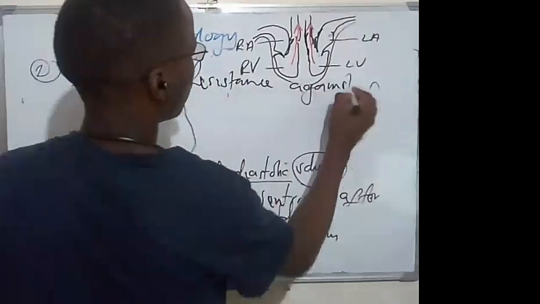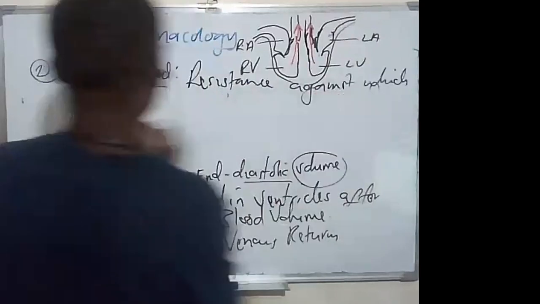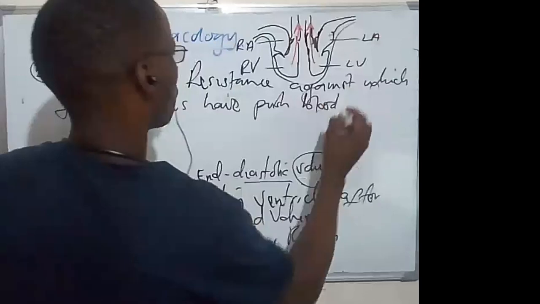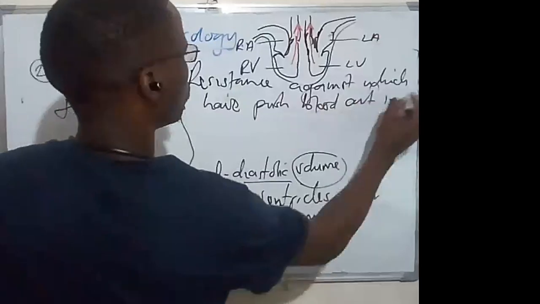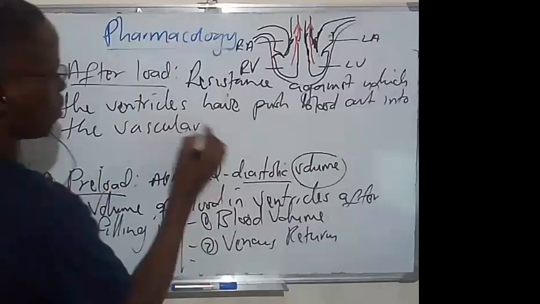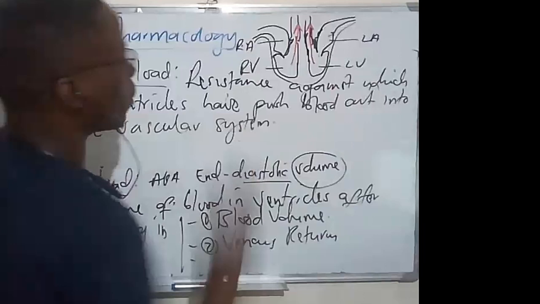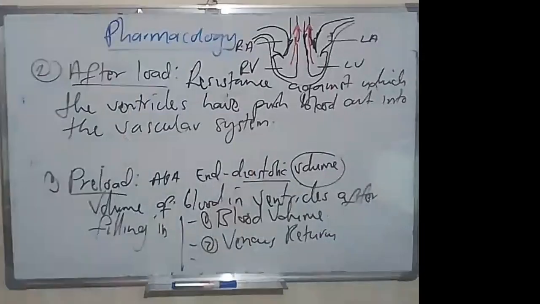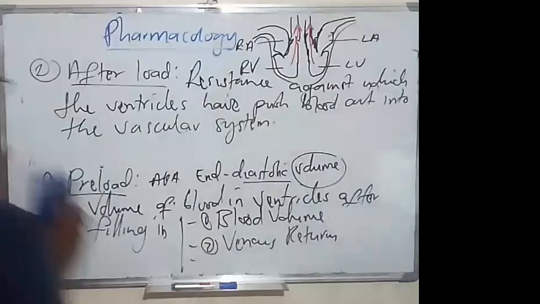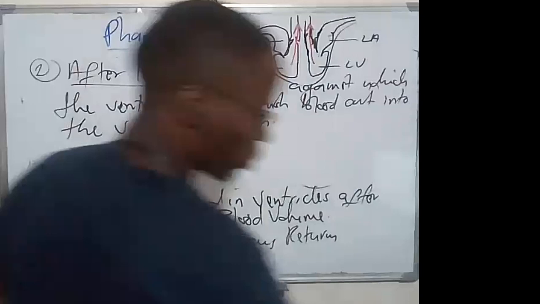So afterload is the resistance against which the ventricles have to push blood out into the vascular system. Okay. Now, the other thing that determines blood pressure is what is called the contractility of the heart. The contractility of the heart.